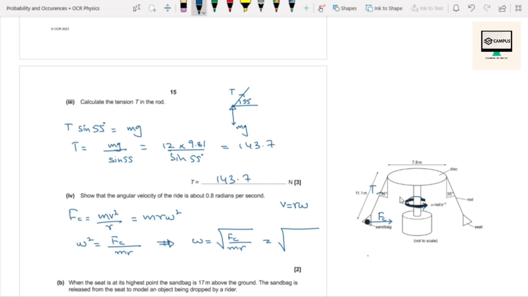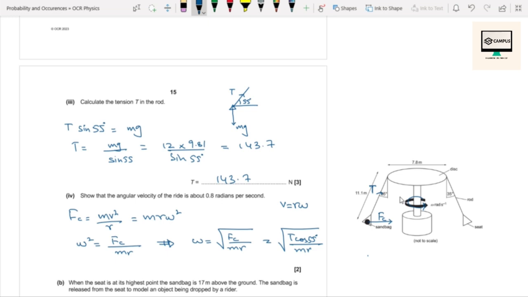This was the force of tension. So this angle was 55 degrees, so this is T cos of 55 degrees. So omega is the square root of T cos 55 degrees over mr. A lot of assumptions are here. First of all, there are no other forces other than the centripetal force and the weight. So there is only one force acting in the horizontal direction. There is no resistance. There is nothing else. So this was a pretty straightforward formula.